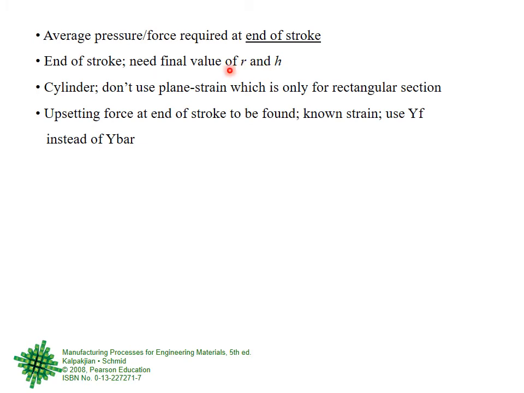We will see, right? Now if it is a cylinder, don't use plane strain, right? So it is very critical. If it is a cylindrical piece, dia was given, right? Dia was given. So it is a cylindrical piece. So do not use the equation of plane strain. Plane strain was for rectangular section. So it is very important. Upsetting force at the end of the stroke to be found.